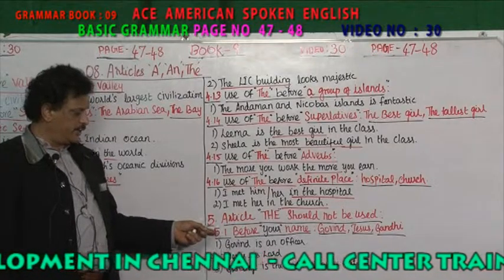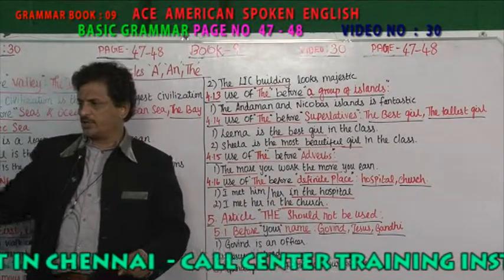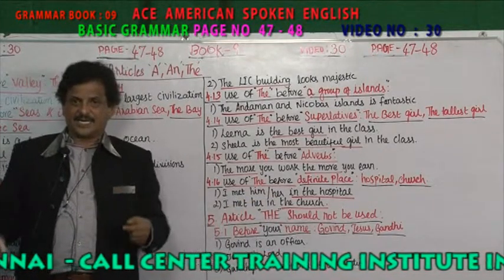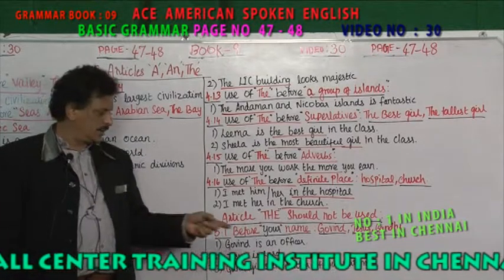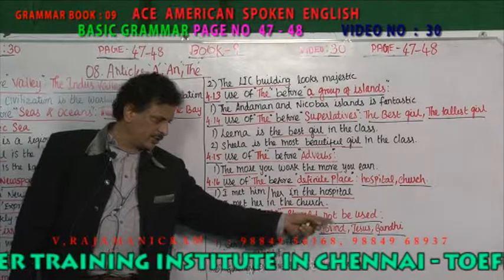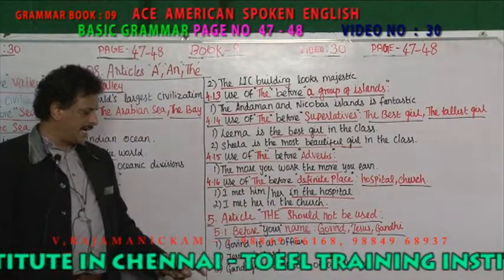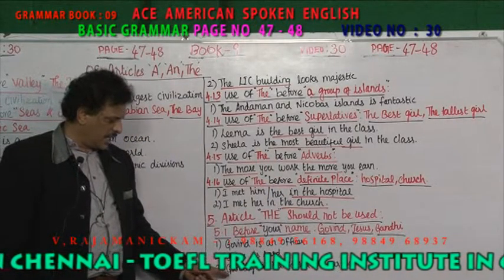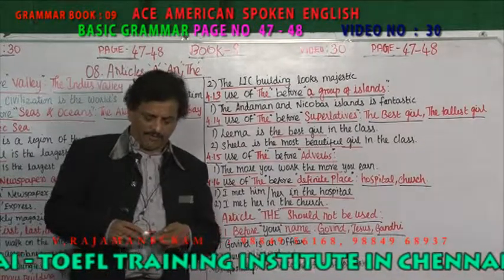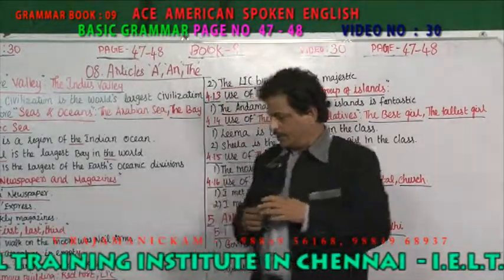Article the shouldn't be used. Where the shouldn't be used? Before your name, you're not supposed to use the. I am the Raja. No. Before your name, the Govind, the Jesus, the Gandhi is wrong. You're not supposed to use the. Govind is an officer, Jesus is Lord, Gandhi ji is the father of our nation. Hope you're able to understand.